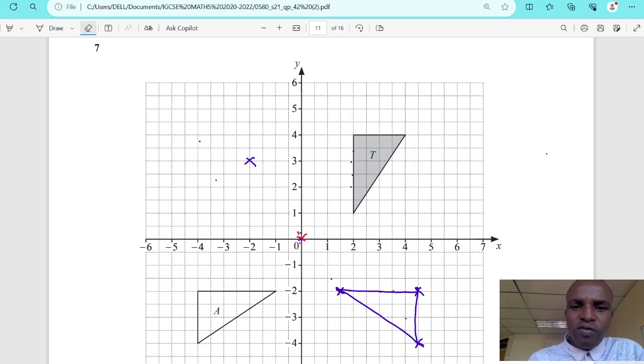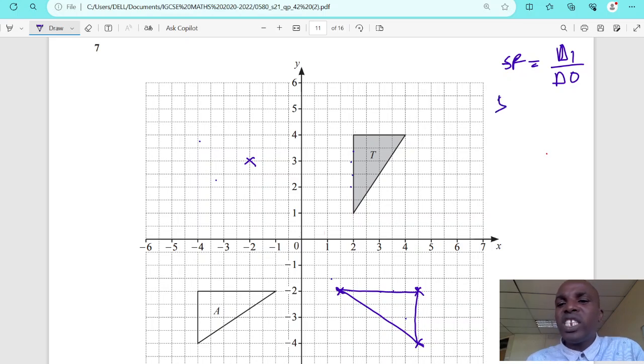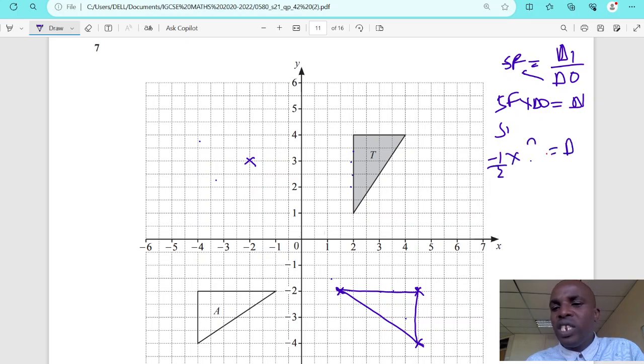Right, let me remove some other items here. Scale factor is minus half. So scale factor equals distance of image from center over distance of original point from center. That's what you use. If you cross multiply, scale factor times distance of original equals distance of image. So minus half times the distance of the original point gives the distance of the image.